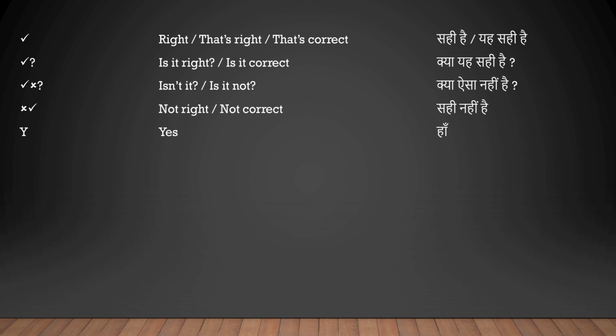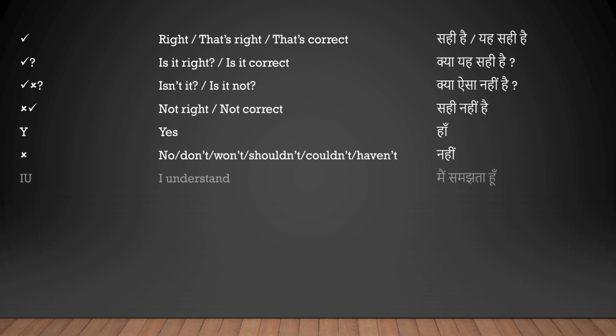Y means yes, हाँ, and the cross symbol means no, don't, won't, shouldn't, couldn't, haven't. All of this you can use just a cross for. That will tell you that it's a negative sentence. So this means नहीं कर सकता या नहीं करना चाहिए या नहीं होगा. All those things you can use.